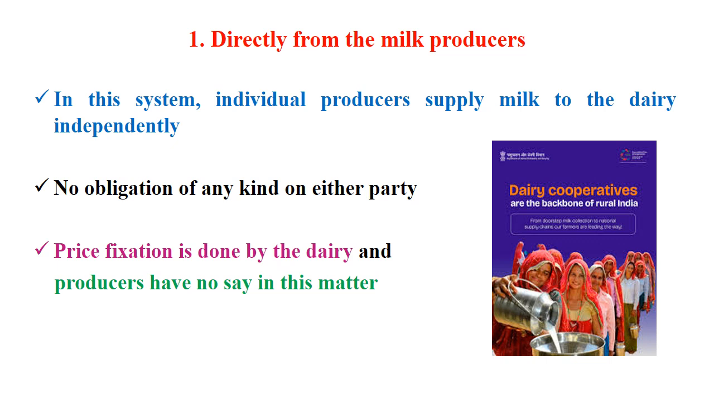Another important aspect is that price fixation is done by the dairy plant, and producers have no say in this matter. That means the dairy plant can fix the price at its own will. It can be sometimes low, sometimes high. So that was a big exploitation. This is the disadvantage of this method of milk collection, which was very old and not much existent nowadays.